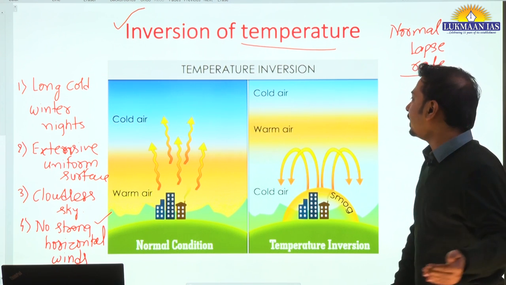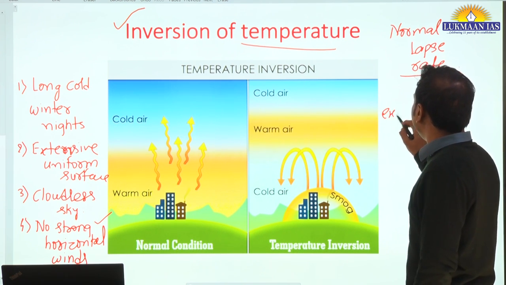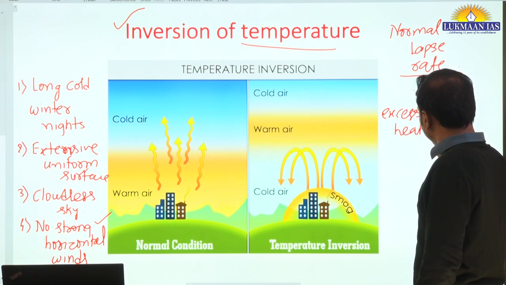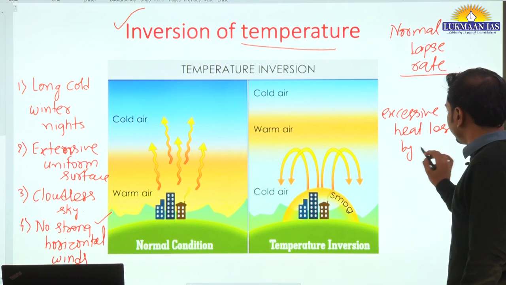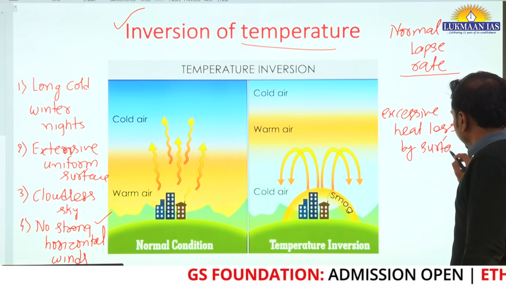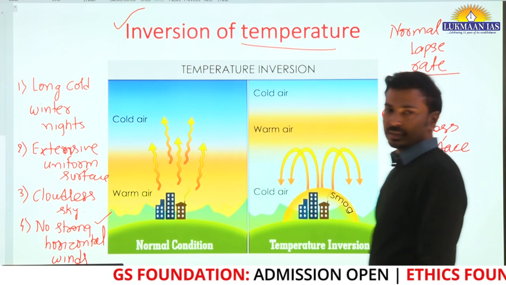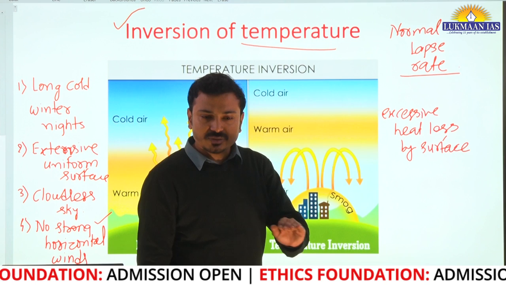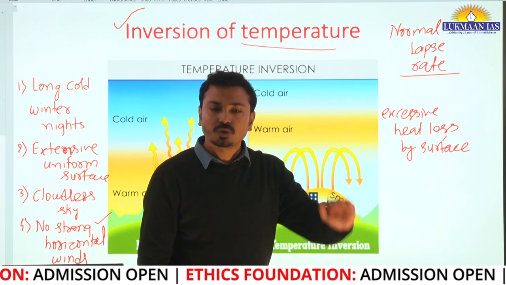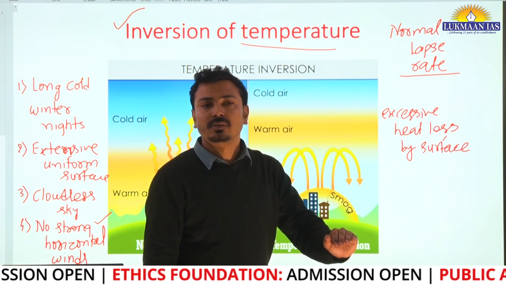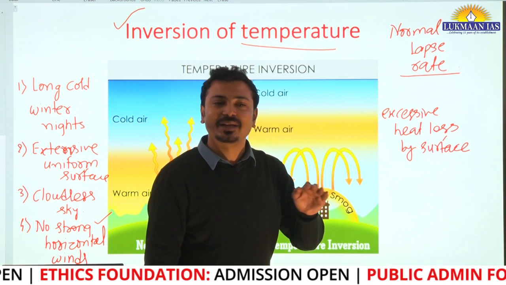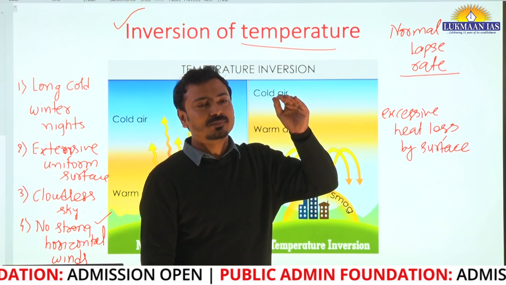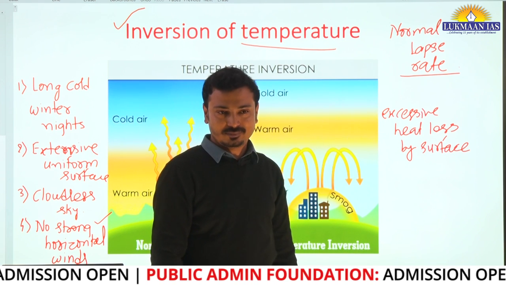Now, why is it happening? Because of excessive heat loss. Excessive heat loss by the surface through terrestrial radiation. And because of that, the surface is much cooler. And therefore, the atmosphere which is in touch with that layer also is much cooler, and the cooler air remains near the surface. Rather, warmer air moves up above that cooler air.